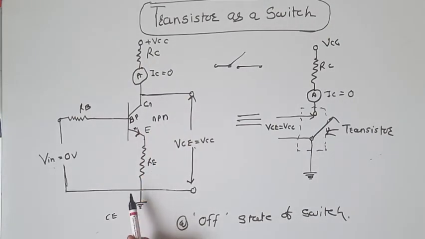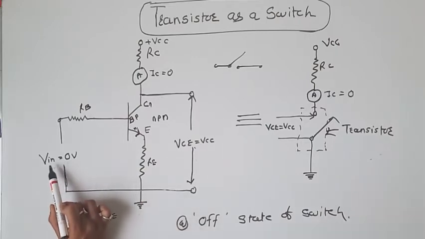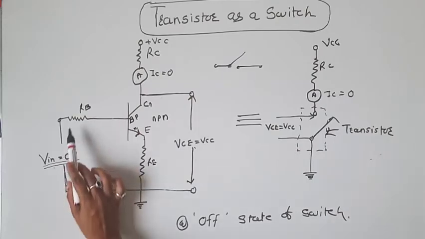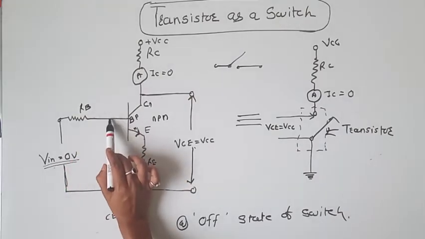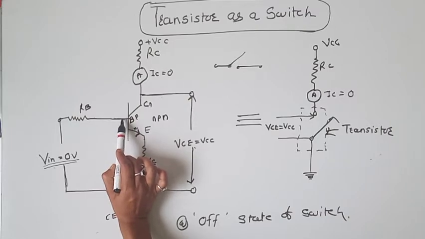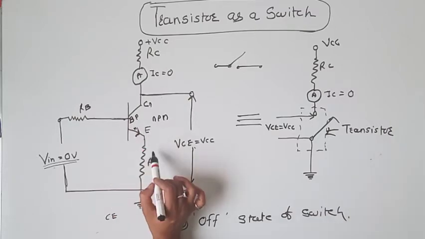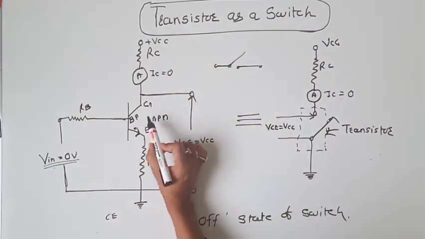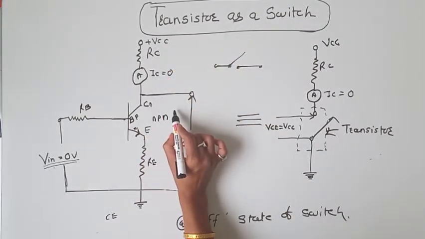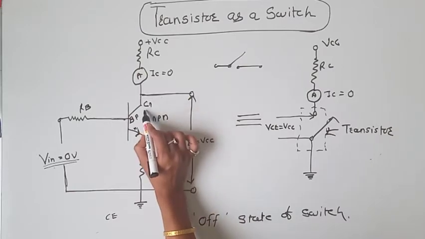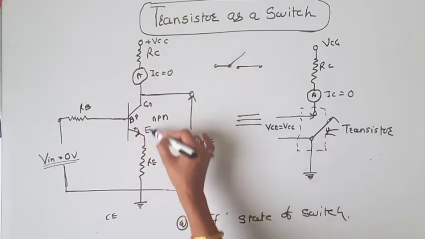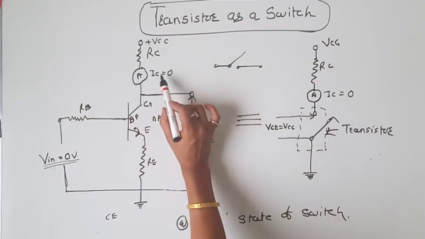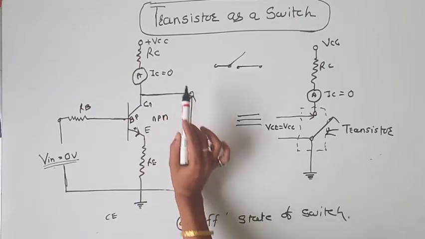So let us move towards the circuit action. Initially Vin, the input voltage, is 0. When input voltage is 0, the base current doesn't flow through this transistor. Hence there is no emitter current and no collector current, as the transistor remains open. As it is open, VCC will not drop in this transistor and no current flows through the transistor, hence IC is equal to 0.